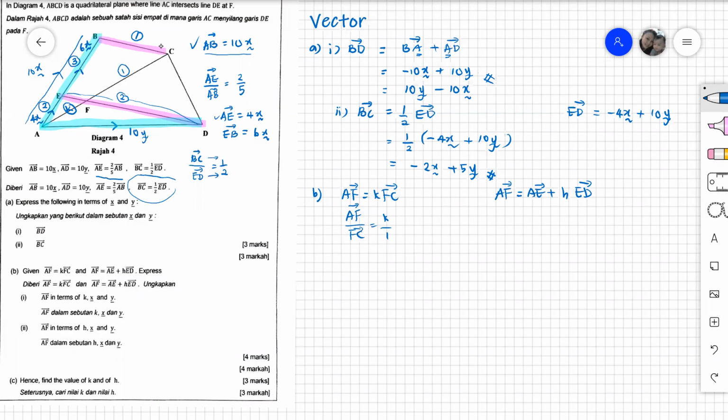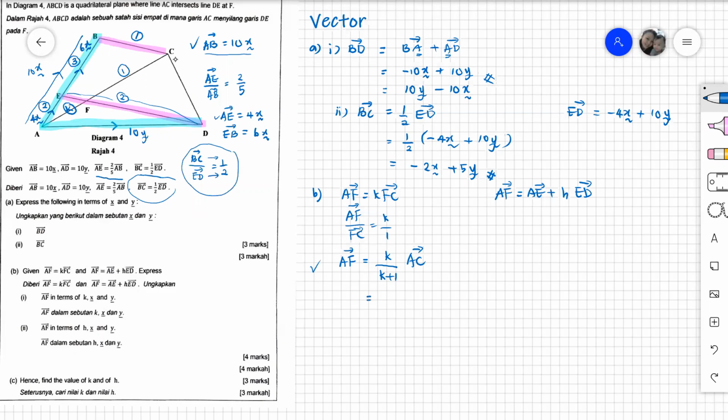And therefore, from here, I know that AF is equivalent to k out of the total k plus 1 part of AC, because we have AC, we do not have FC. So no matter what, we have to involve the AC. And how many parts out of the AC? The total parts, the total ratio is k plus 1. And AF only takes up k parts out of the AC. So this one, you must know how to form the relationship based on the ratio concept, yeah? Based on this ratio concept.